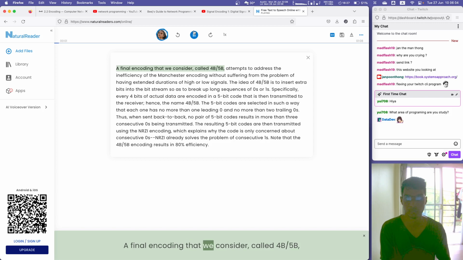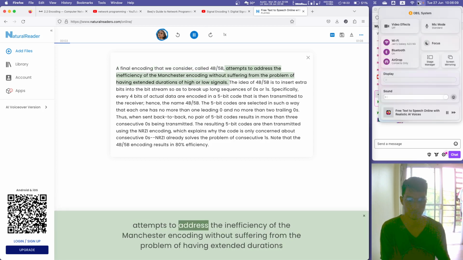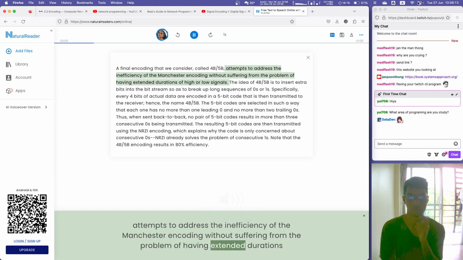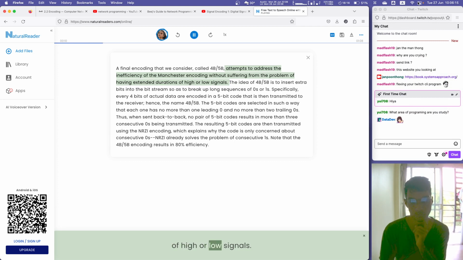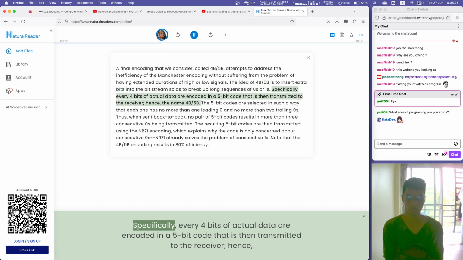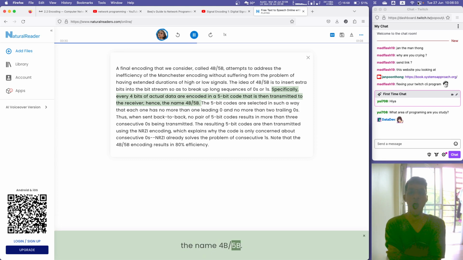A final encoding that we consider, called 4B5B, attempts to address the inefficiency of the Manchester encoding without suffering from the problem of having extended durations of high or low signals. The idea of 4B5B is to insert extra bits into the bit stream so as to break up long sequences of zeros or ones. Specifically, every 4 bits of actual data are encoded in a 5-bit code that is then transmitted to the receiver, hence the name 4B5B.